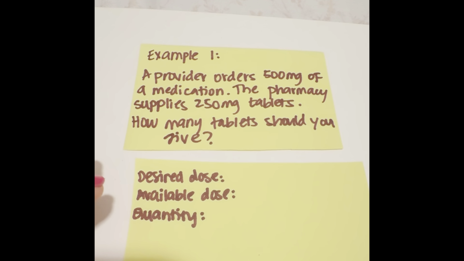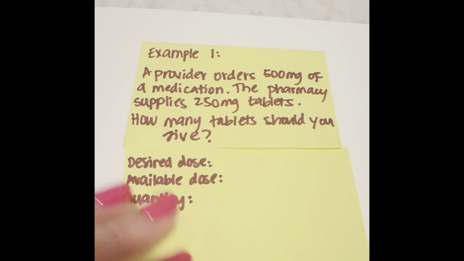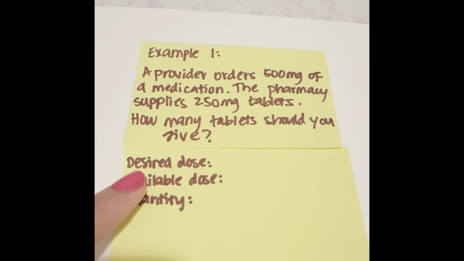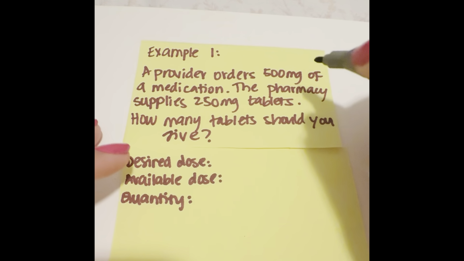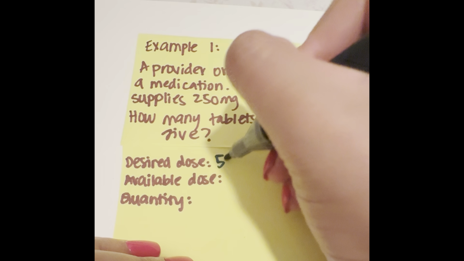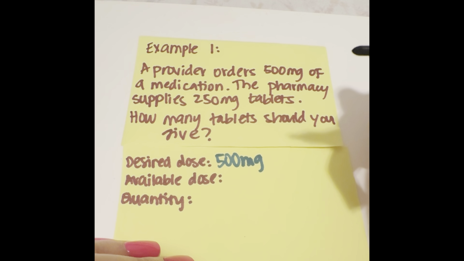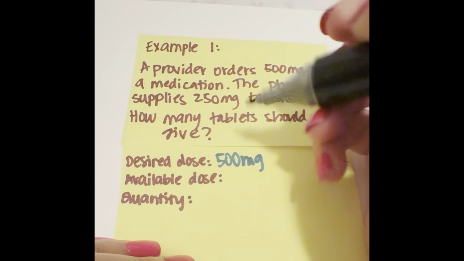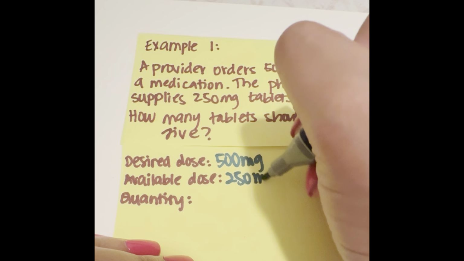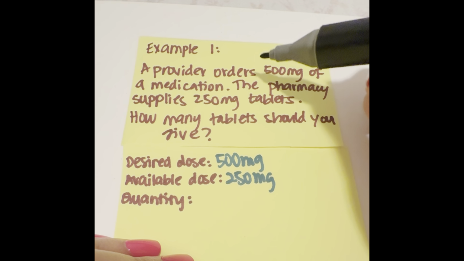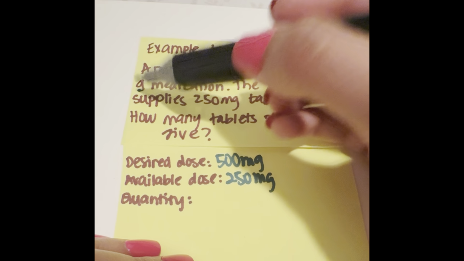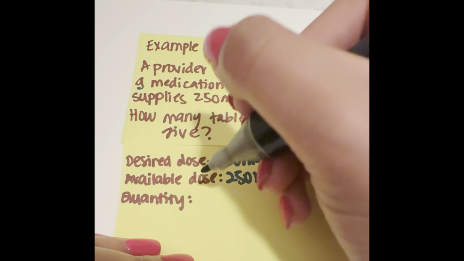Okay, so I wrote down all 3 things we need: desired dose, available dose, and quantity. Desired dose, remember, is the amount that the doctor wants you to give to the patient. The provider is ordering 500 milligrams, so we write 500 milligrams. Available dose is coming in 250 milligram tablets, and quantity will be your tablets or mLs. In this case it's tablets, so it's only 1 tablet of medication. So the quantity is 1.